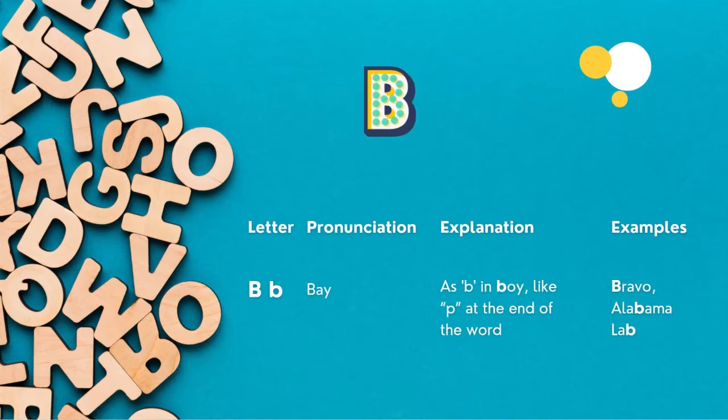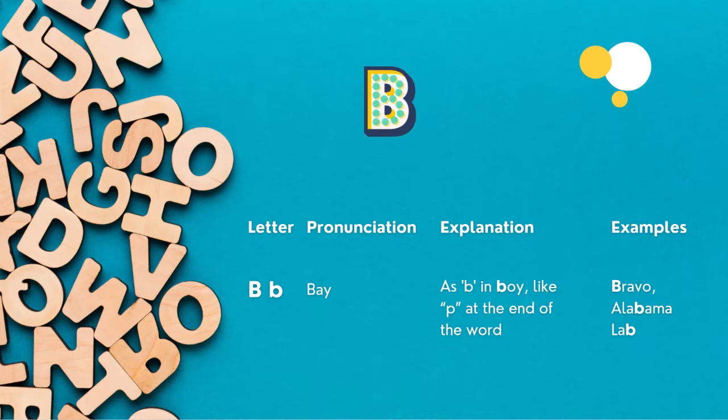Then we go to the letter B, and that is the B in Dutch. We say B and it almost sounds like a bay, right? So the explanation of that letter is the following. It's pronounced as a B in boy. And if it's at the end of a word, then it's actually more pronounced like a P. Let's look at an example.